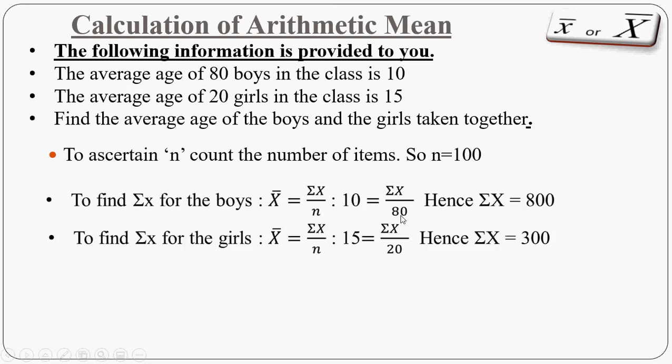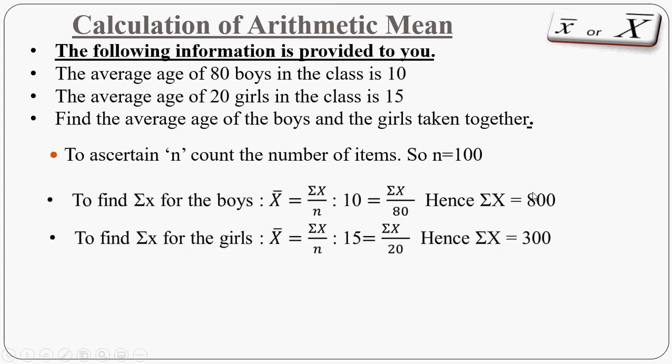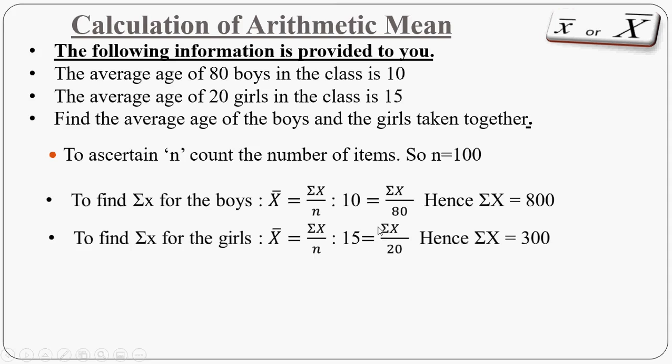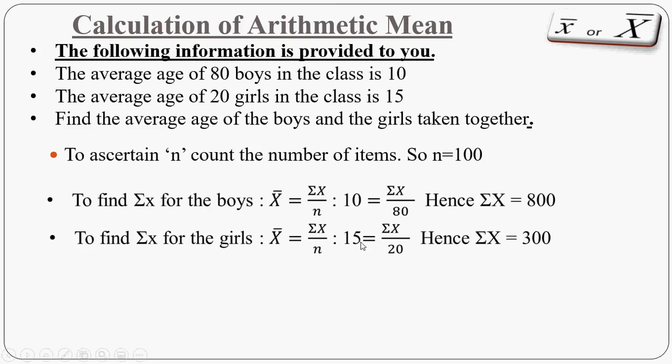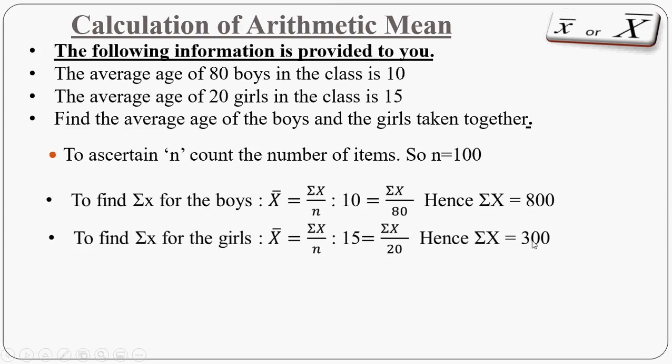So what we need to do? We need to cross multiply 80 into 10. We will get sigma x 800. Same way when we do for girls, 20 into 15, 300. So this is how we need to calculate sigma x values for boys, sigma x values for girls.